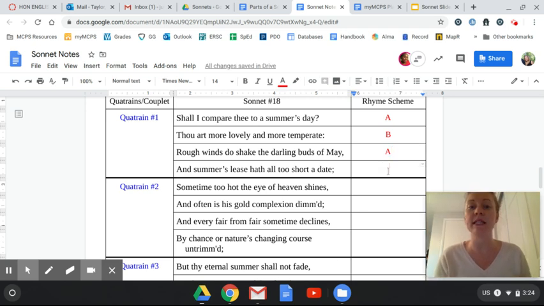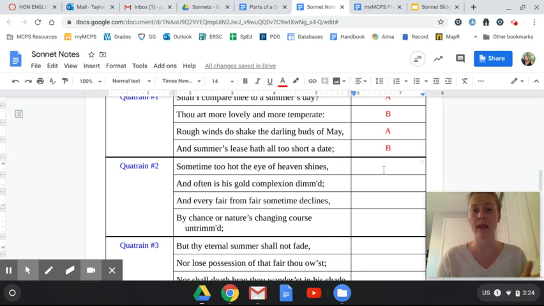And summer's lease hath all too short a date. Date and temperate, even though they don't really fully rhyme in our current day English, would have rhymed in Shakespeare's English. So we're going to mark it B. A, B, A, B. We are following the rhyme scheme of a Shakespearean sonnet.